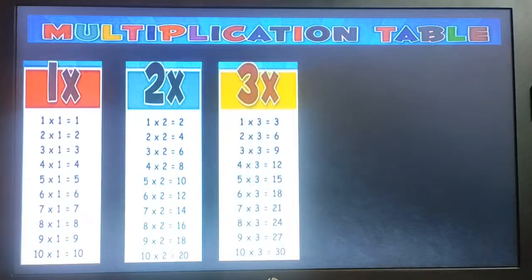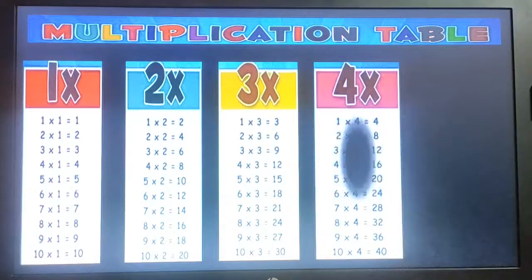3's table. 1 into 3 is 3, 2 into 3 is 6, 3 into 3 is 9, 4 into 3 is 12, 5 into 3 is 15, 6 into 3 is 18, 7 into 3 is 21, 8 into 3 is 24, 9 into 3 is 27, 10 into 3 is 30.